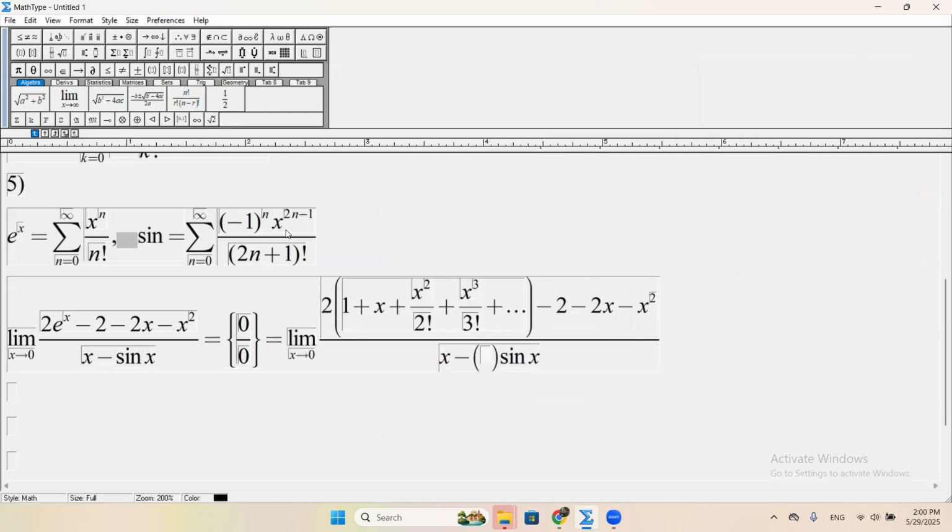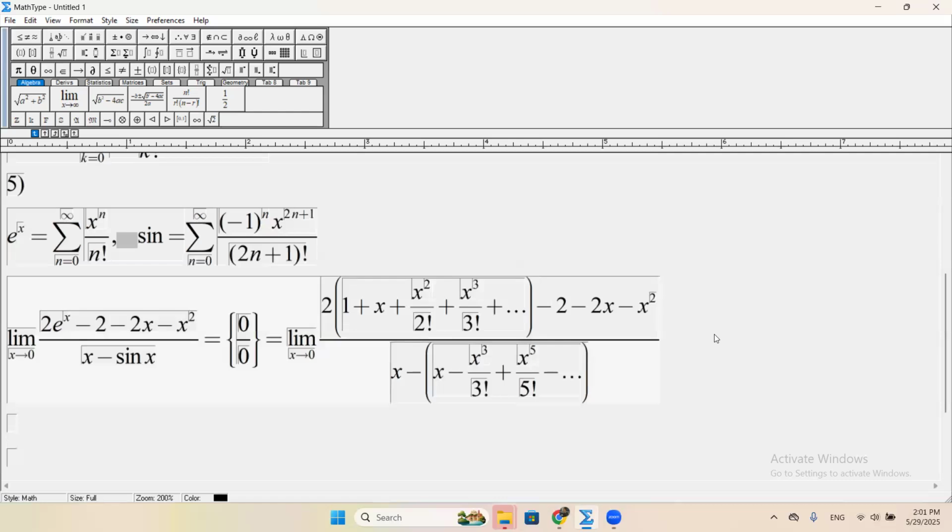And what about sine of x? Doing the same thing, substituting 0 instead of n, so x minus x cube over 3 factorial plus x to the power of 5 over 5 factorial minus and so on.